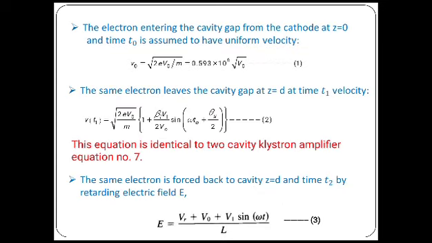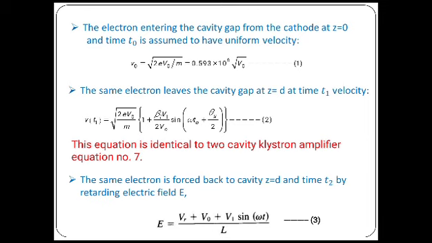So from this, the electron entering the cavity gap at Z equals 0 and time T0 is assumed to have uniform velocity, so v0 equals square root of 2eV0 by m, which is 0.593 into 10 to the power 6 times square root of V0. The same electron leaves the gap at Z equals d at time T1.